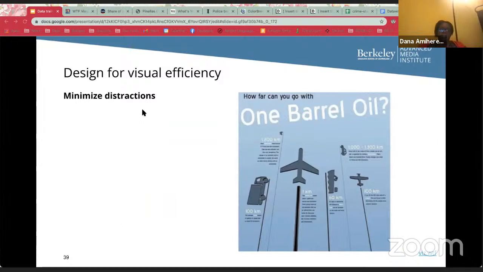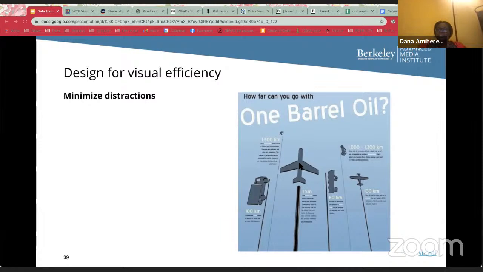Okay, and then this one actually came from viz.wtf. You want to minimize distractions when you're talking about visual efficiency. This one in particular is pretty egregious. It's asking how far can you go with one barrel of oil? I mean, it's missing the "of one barrel of oil." It's talking about these different modes of transportation and how far you can go.